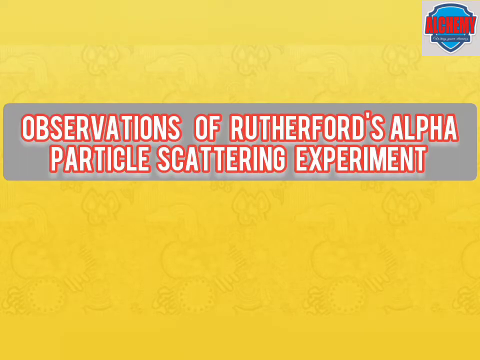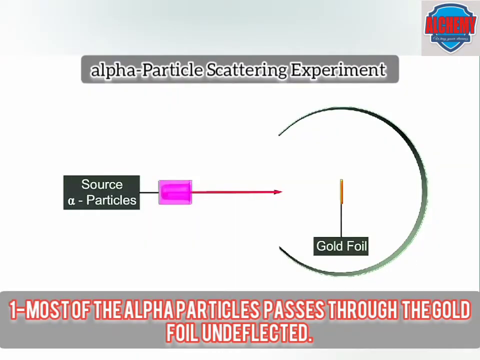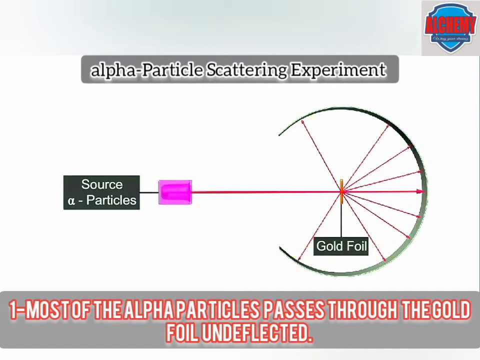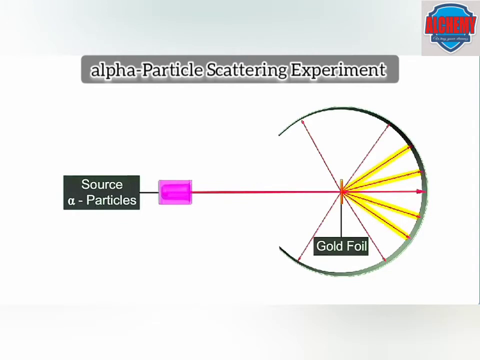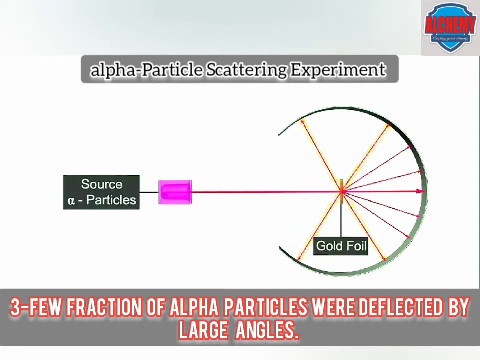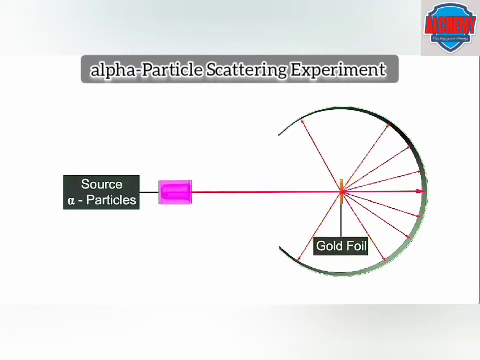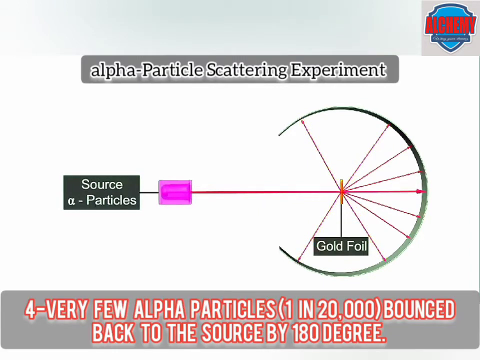Now we will discuss the observations of Rutherford's alpha particle scattering experiment. The observations are: first, most of the alpha particles passed through the gold foil undeflected. Second observation, a small fraction of the alpha particles were deflected by small angles. Third observation, a few alpha particles were deflected by large angles. Fourth observation, very few alpha particles, like 1 in 20,000, bounce back to the source by 180 degrees.